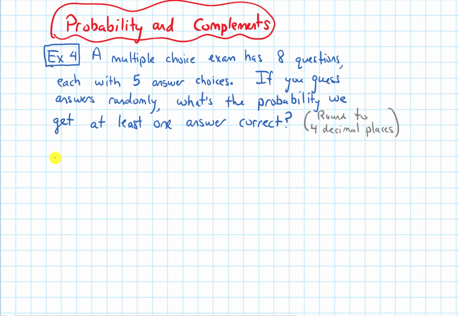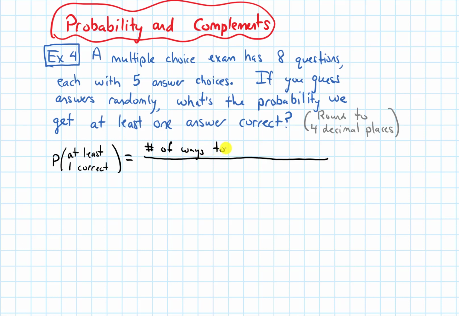So this question is asking us for the probability of getting at least one answer correct. So if we use our formula for probability, we're going to set up a fraction, and on the numerator, we are going to write the number of successful outcomes. And in this case, we have a successful outcome if we get at least one answer correct. So the numerator is going to be the number of ways to get at least one question correct.